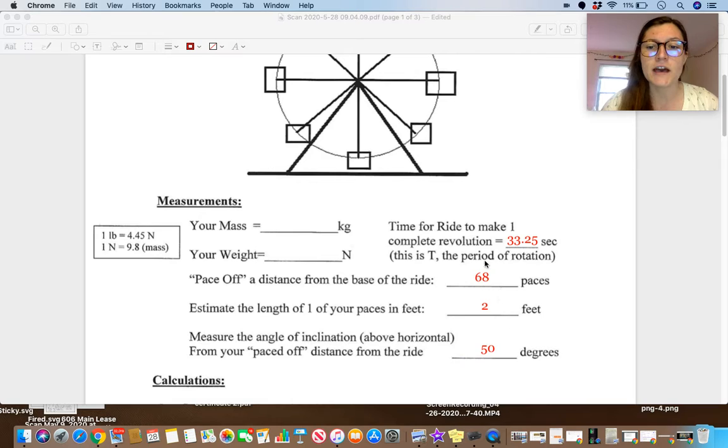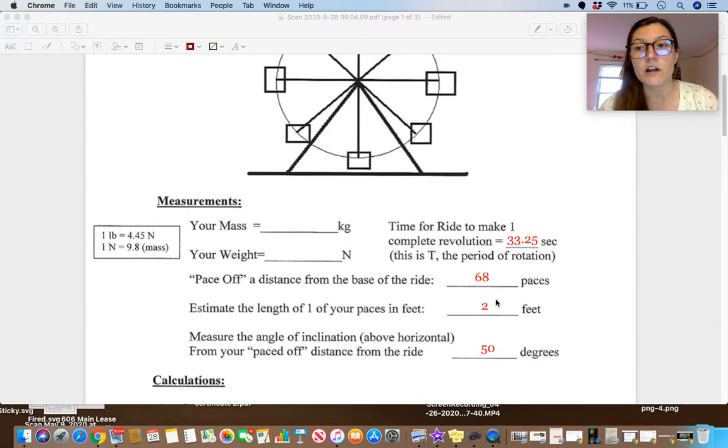So we would do that before we get on the ride. We'd estimate that each one of our paces is about 2 feet in length. It took us 68 paces to get to the actual big wheel, and the degree that we find above horizontal with our handy dandy tool, which we'd have in our backpack or our pocket, was 50 degrees.